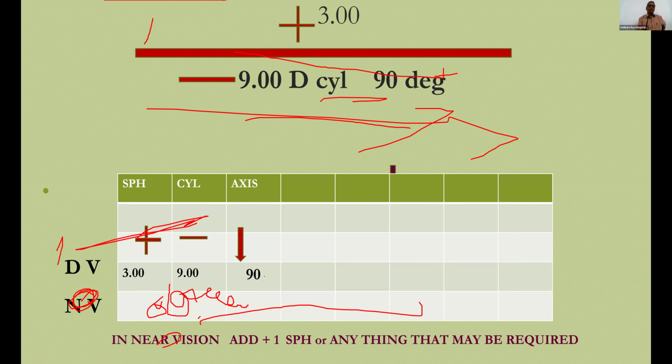Suppose you want to appear for FRCS and all, one paper will be there on refraction. So there will be 20 marks in this question, if you want to appear for FRCS.